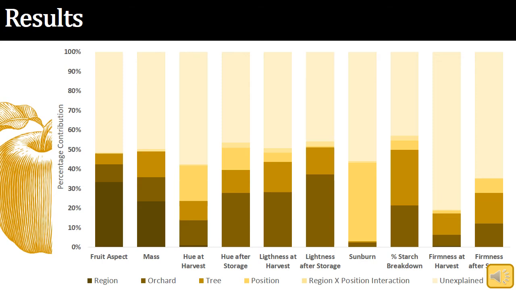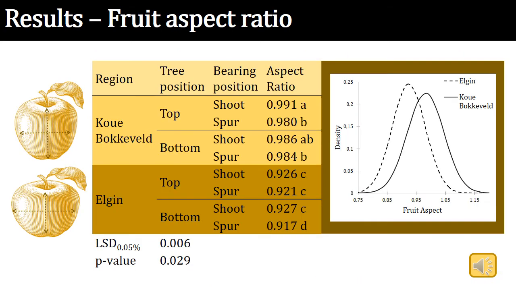Over the next 2 slides, I will look into the regional effect on fruit aspect ratio and the orchard and canopy position effect on percentage starch breakdown in more detail. From the previous graph, region was indicated as an important contributor to fruit aspect ratio. Let's investigate further. Fruit aspect ratio is a term used to explain the shape of a fruit. It is calculated by dividing the height of a fruit by its width, as indicated by the arrows on the apple on the left-hand side.